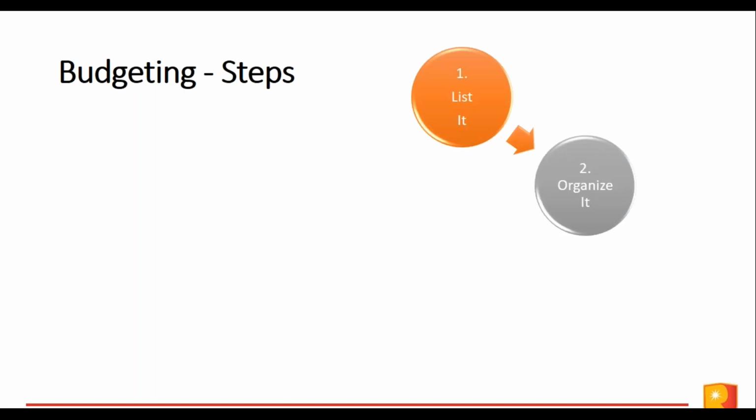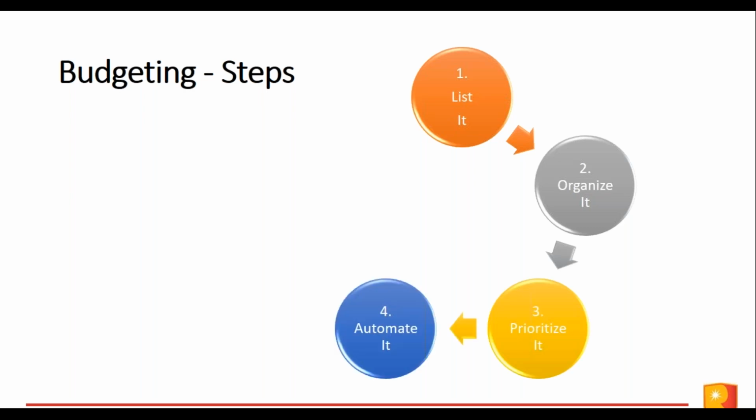All right, so let's go back to the steps of budgeting and let's kind of go through some of those today. So our first step was going to be list it. Our second step, we're going to organize it. Our third step, we're going to prioritize it. Our fourth step, we're going to automate it, set up that environment. And the fifth step is revise it.